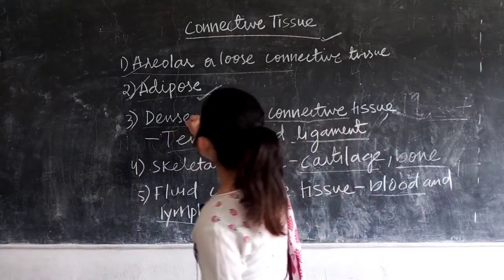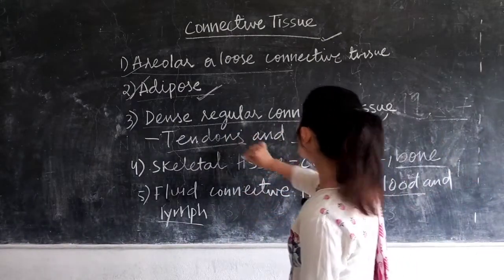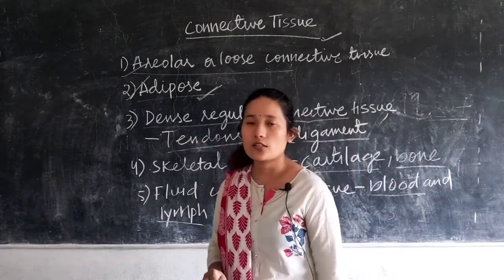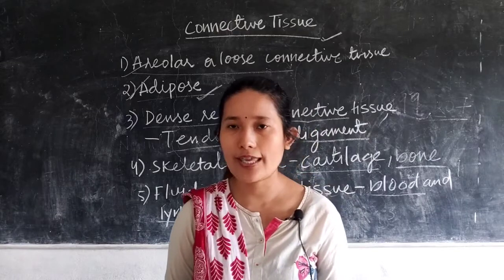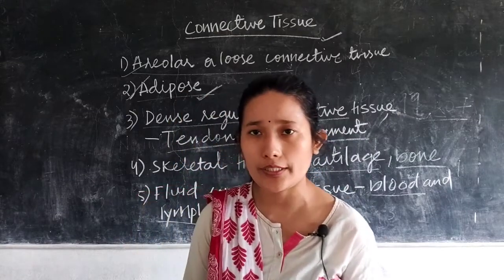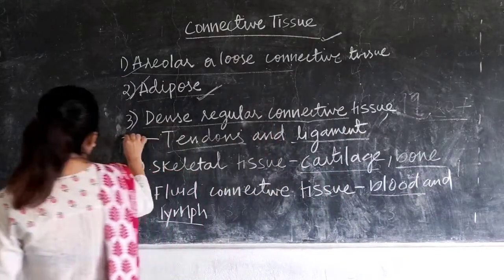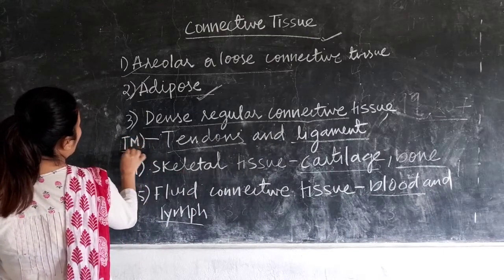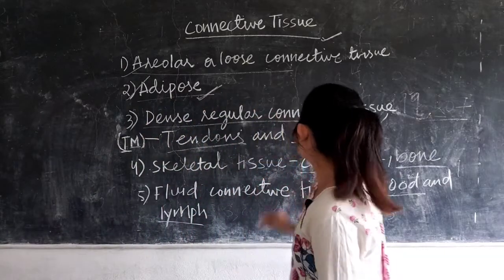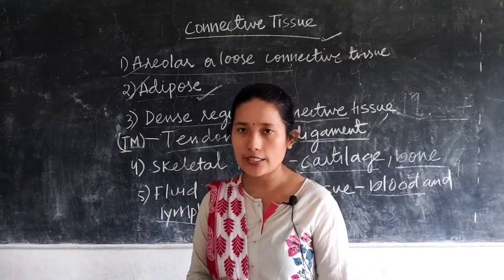Next, coming to the dense regular connective tissue. This can be divided into two types, tendons and ligaments. Tendons connect the bone to the muscle. As we know, bones and muscles should be connected together in order to bring about movement in the body. So just remember TM: tendons connect the bone to the muscle. Then ligament. Ligament helps in connecting bone with another bone.